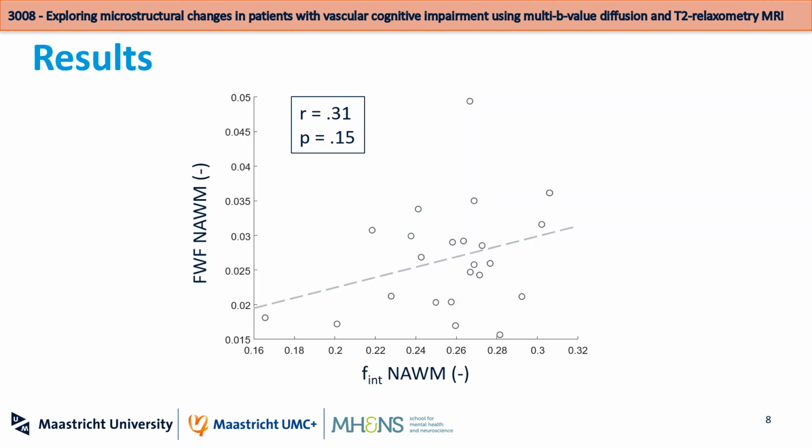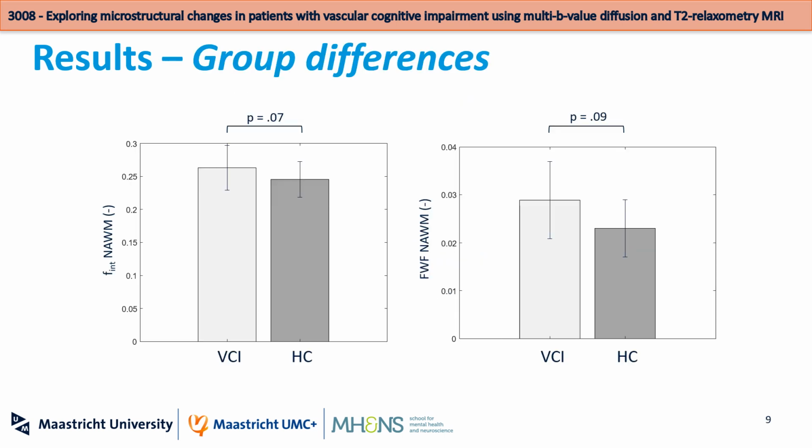So first of all, we try to see whether these two metrics are related or that they are different or have complementary information. And what we found was that the free water fraction and the interstitial fluid fraction show a positive relation, but are not significant. So therefore, we conclude that they indeed possess complementary information. When looking at group differences between the two study groups, we find a trend towards significance for a higher free water content in the VCI group compared to the healthy control group for both metrics.